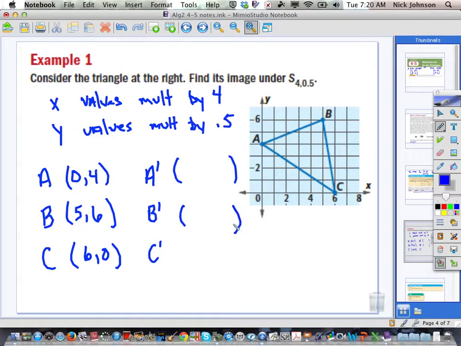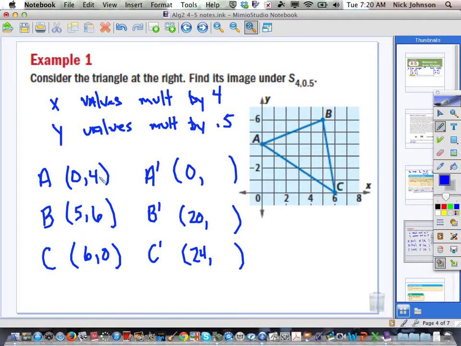So all we're doing is taking the x value and multiplying it by 4. Well, 0 times 4 is 0. 5 times 4 is 20. 6 times 4 is 24. Okay?